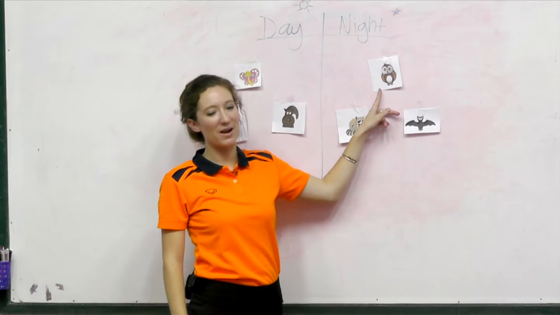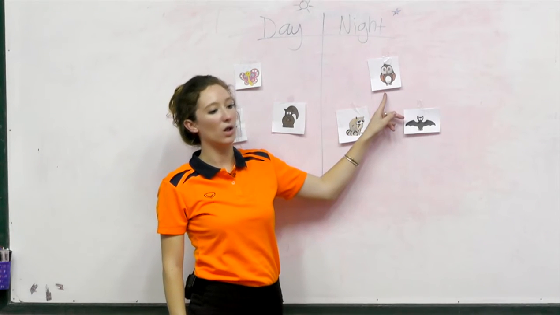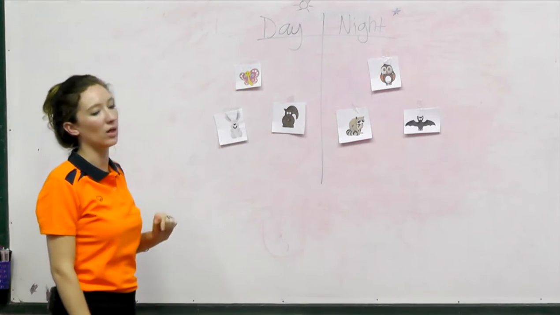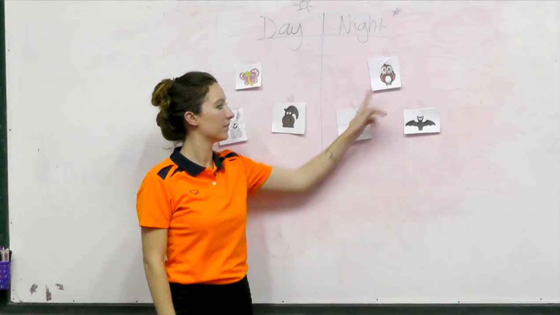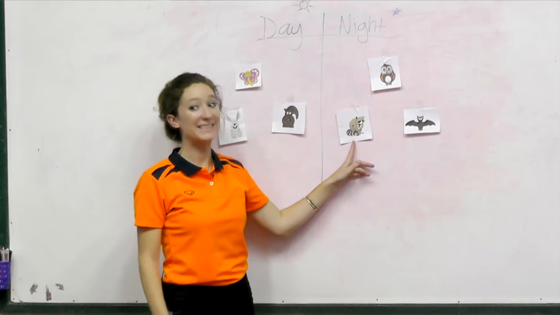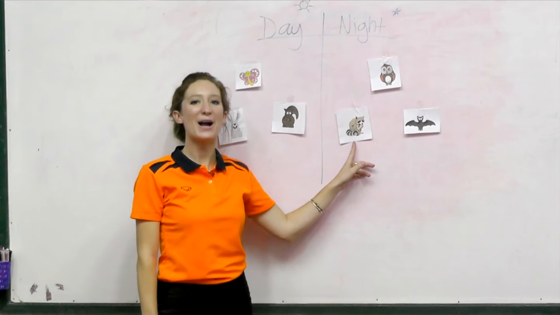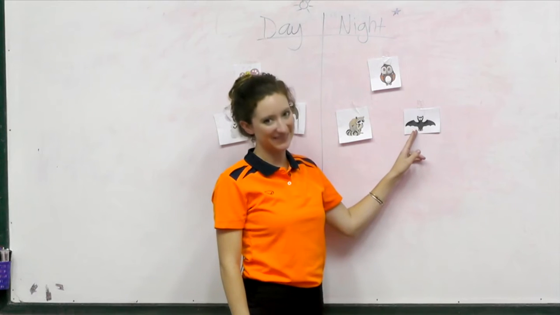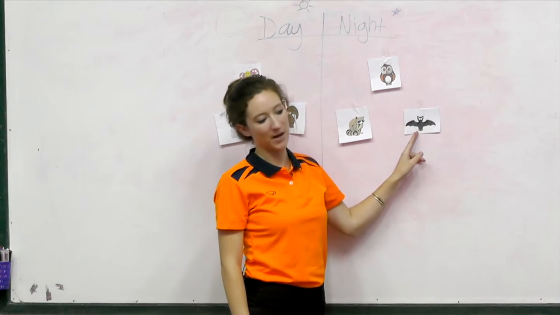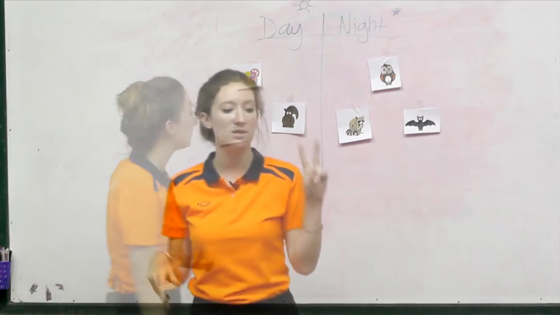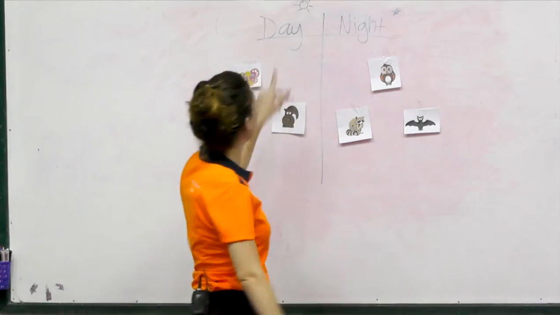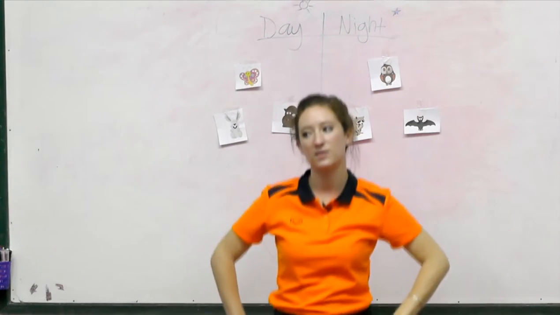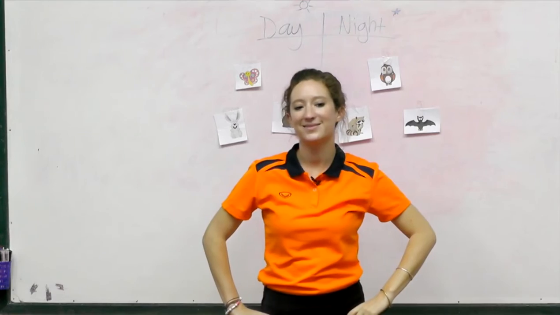We say ouch when we hurt. This is owl. Yeah, it's an L at the end. Good. Raccoon. Very nice. And? Bat. Very good. Good. Sing the two songs that we like to sing, one about the sun and one about the stars. Remember? Sun. Yeah. All right.